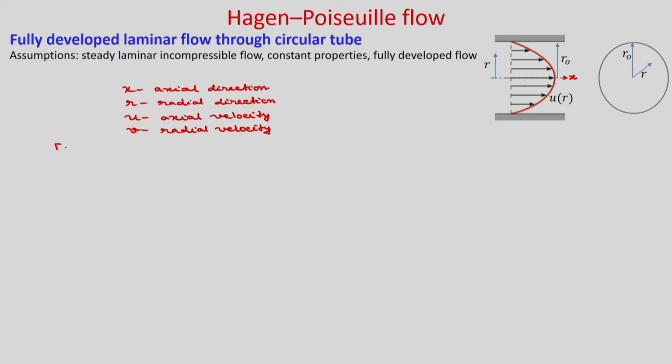Okay. So, as it is a fully developed flow, del u by del x will be 0, because in the axial direction there will be no change in the velocity profile. So, u is a function of r only, and the radial velocity v will be 0 everywhere. And one most important assumption that we have taken is that it is axisymmetric flow.